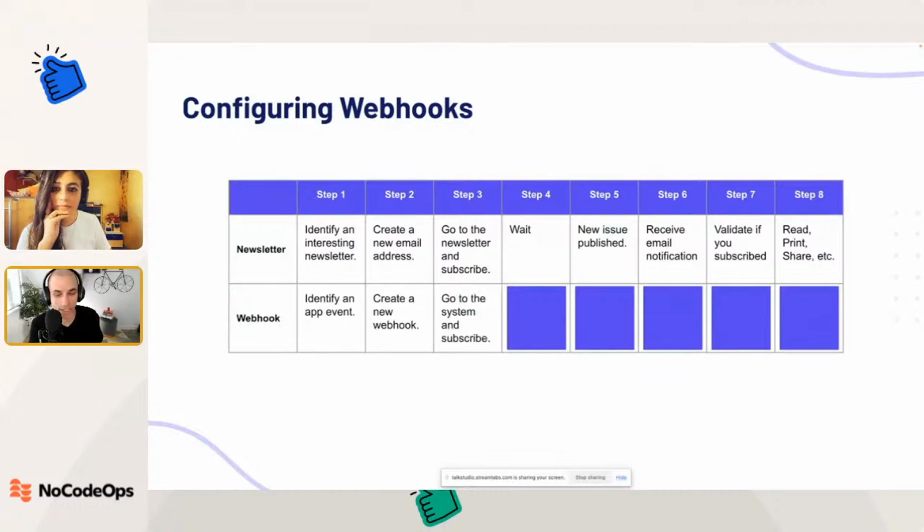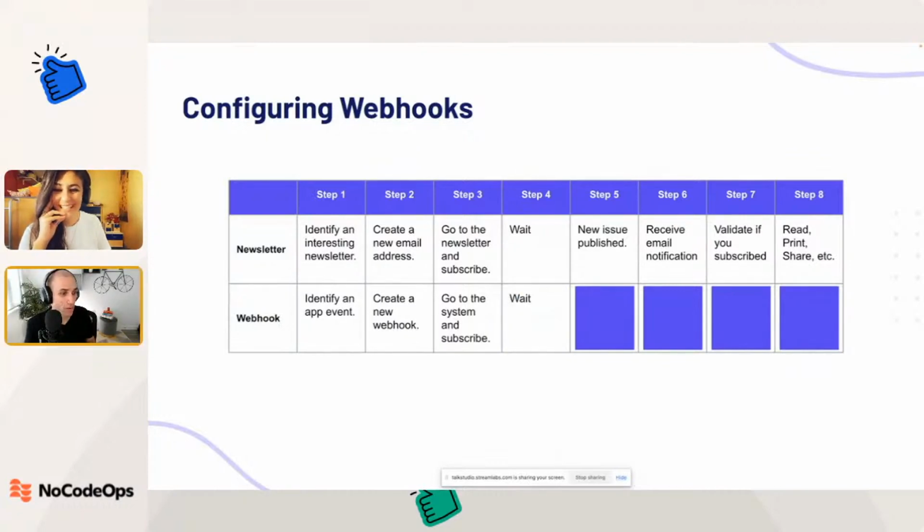So actually, I revealed step number 3. We go to the newsletter and subscribe by providing our email address. Here, we go to the system or the app that we are interested in getting notifications from, and we tell them, this is my webhook, keep it, and I'm just going to wait for the notifications. With that, I should stop talking. Step 4 is essentially we just wait.